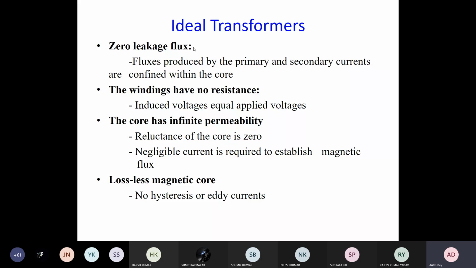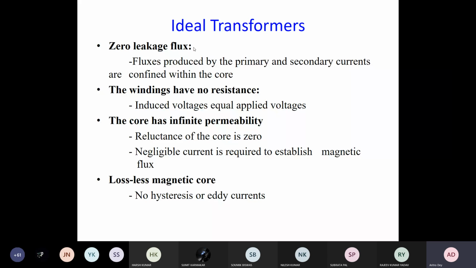Okay, whatever flux is produced in the circuit is completely linked with the secondary, and it is not going anywhere. The windings have no resistance, which is very impractical. Practically windings will have some resistance, but we assume that there is no resistance. The core has infinite permeability.